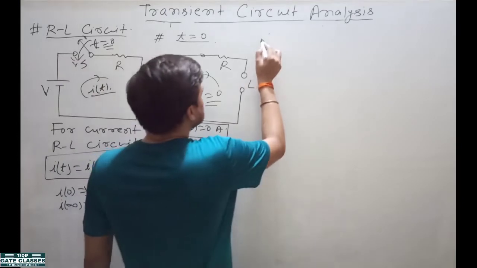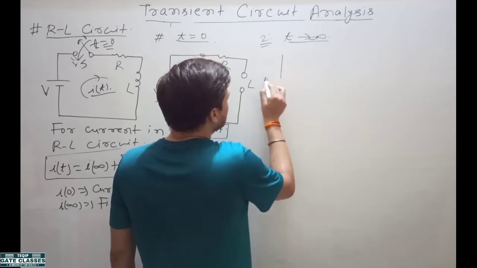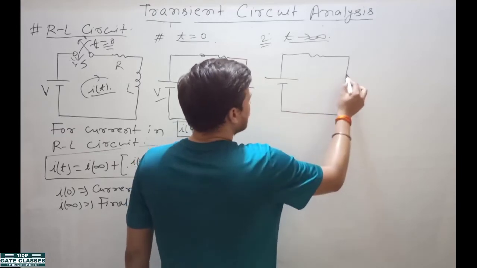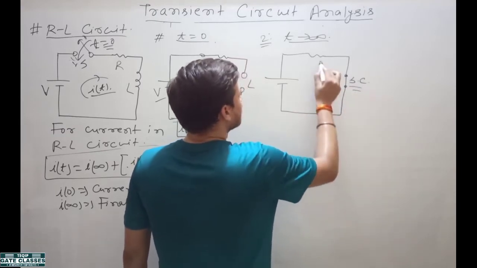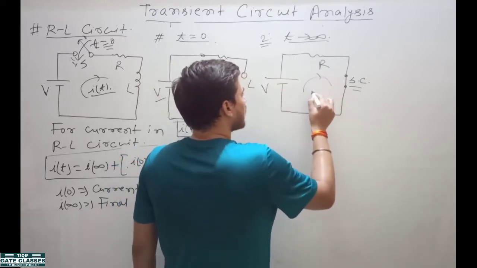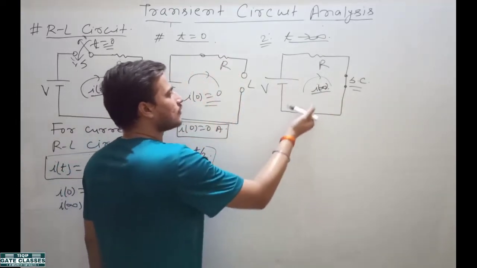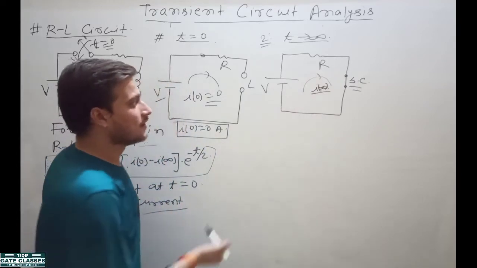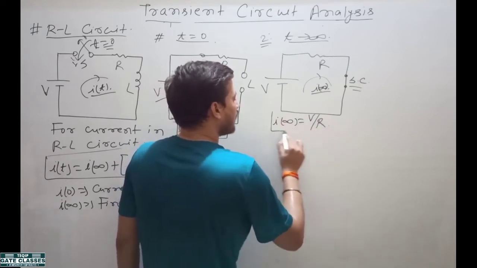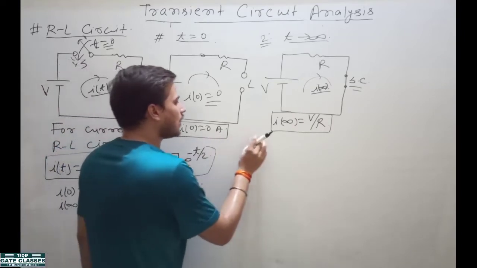Come to the second case, time t tends to infinity. When t tends to infinity, the inductor will start behaving like a short circuit. This is R, this is V. When the inductor behaves like a short circuit, the current is called I infinity, that is the final current. Applying Ohm's law, I infinity is equal to V divided by R. So you got I0 and I infinity.